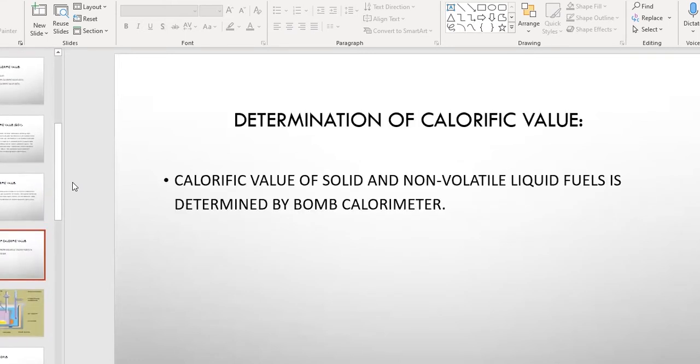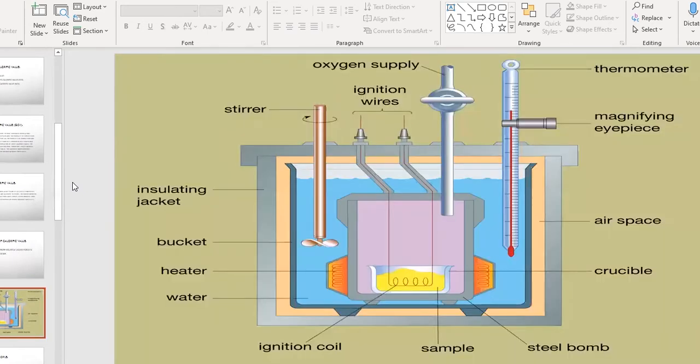Next we will see how we can determine the calorific value of any solid or non-volatile liquid. It is determined by using a bomb calorimeter. The bomb calorimeter is an instrument that looks like this. Its construction and equipment are shown in this slide. We can see the type of instrument which is used.